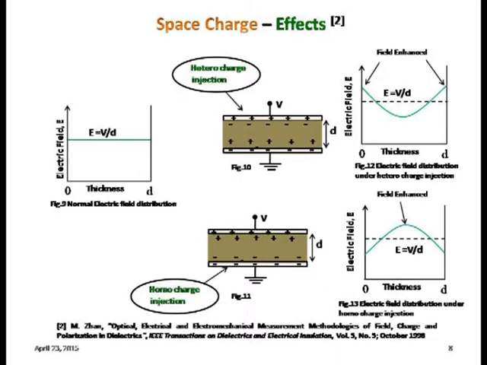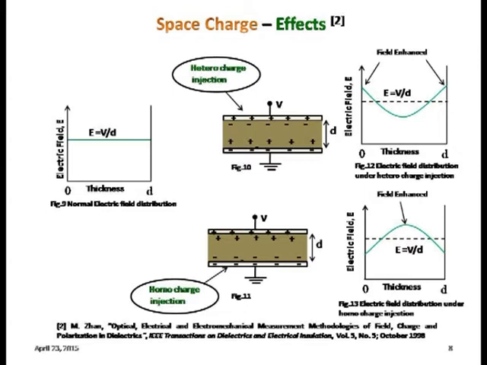Now what will happen if charges are formed inside the dielectric? See, if there are no charges inside the dielectric and only interfacial charges are there, then inside the dielectric the electric field will be uniform. If D is the thickness of the insulation, the electric field will simply be V by D, the applied voltage V divided by the distance D. That is the uniform electric field, we can say.